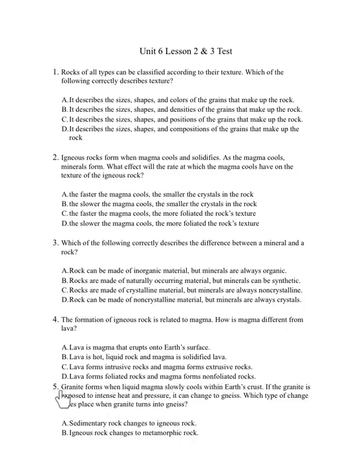Number 5. Granite forms when liquid magma slowly cools within the Earth's crust. If granite is exposed to the intense heat and pressure, it can change to gneiss. Which type of change takes place when granite turns into gneiss? A. Sedimentary rock changes to igneous rock. B. Igneous rock changes to metamorphic rock.